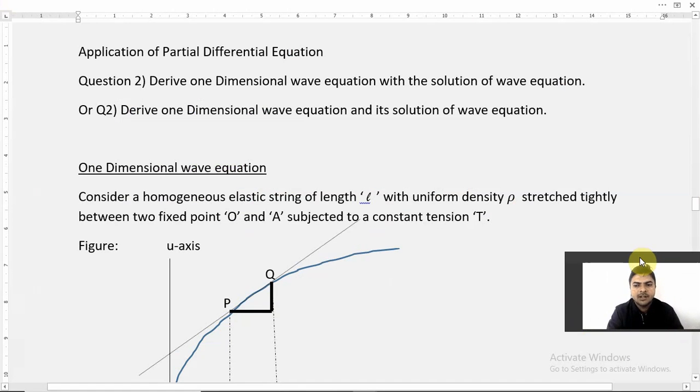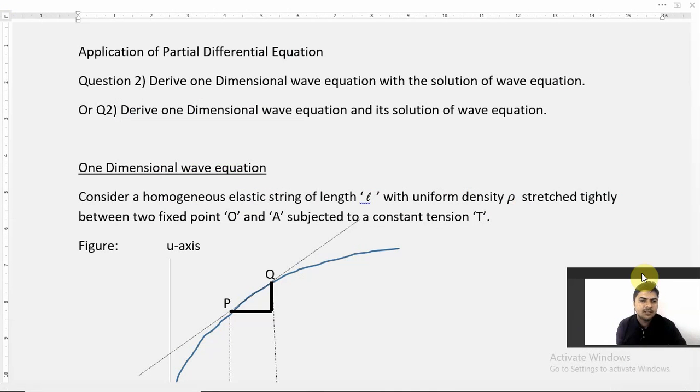Yes, here we are going to derive. Very important. When they ask such type of questions, see that you first draw the diagram, explain the diagram, then whatever proportionality you are going to get, you write that, and then we are going to simplify. Now we are going to derive the one-dimensional wave equation. We are going to start.